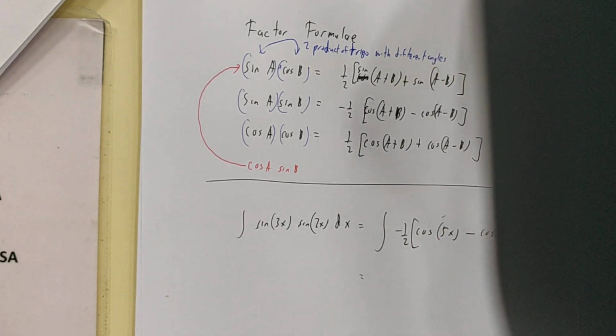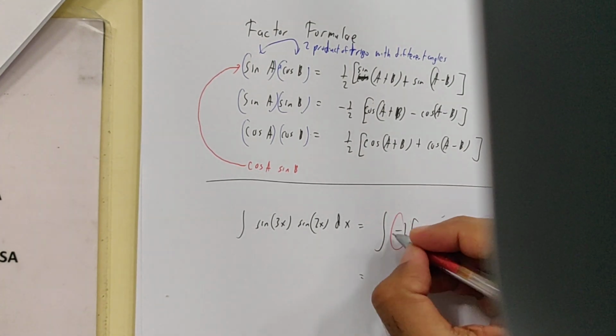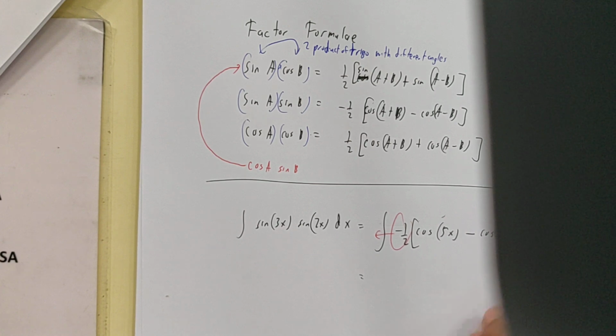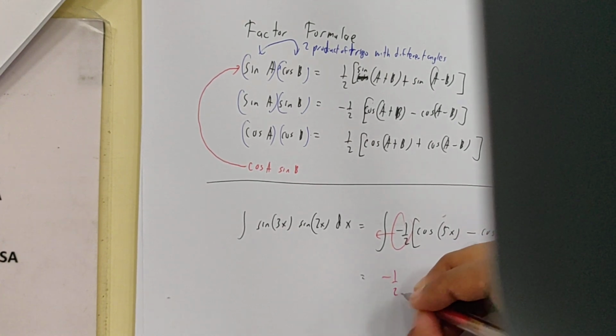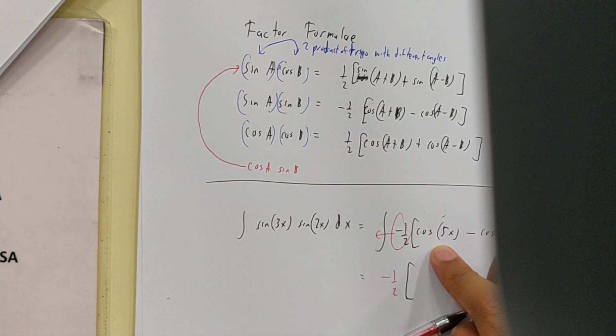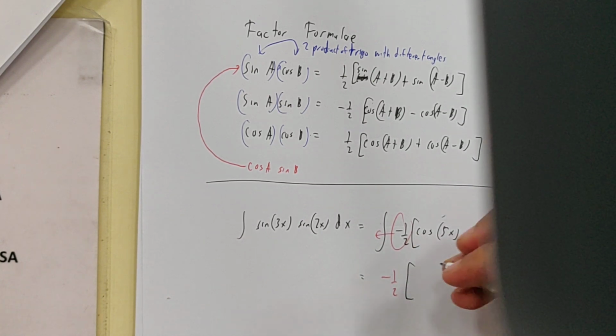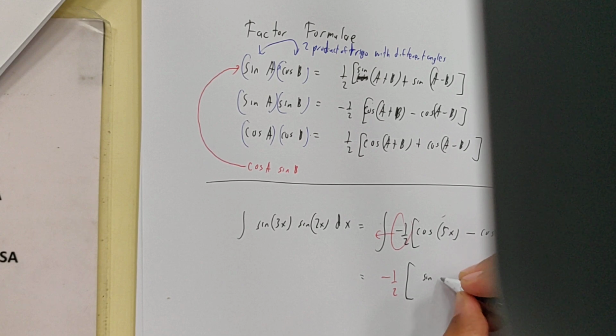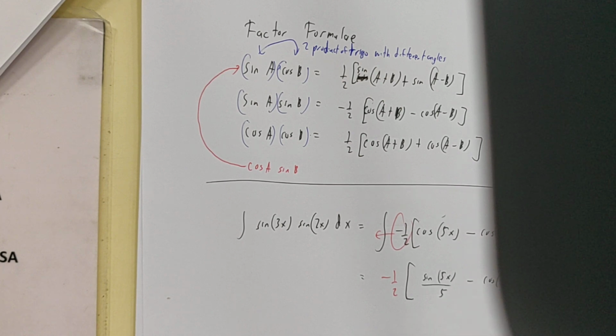So what should I do with this negative half? You can take it out, put it out, and then integrate cos 5x: sine 5x over 5, very good. Negative cos x over 1, yeah, you can say that. Plus C.